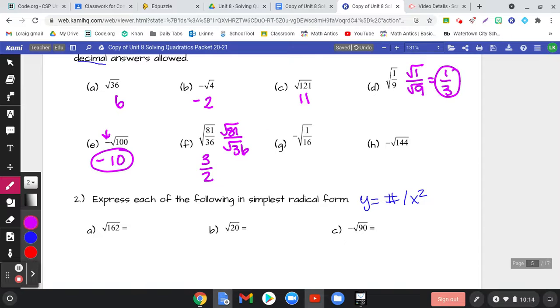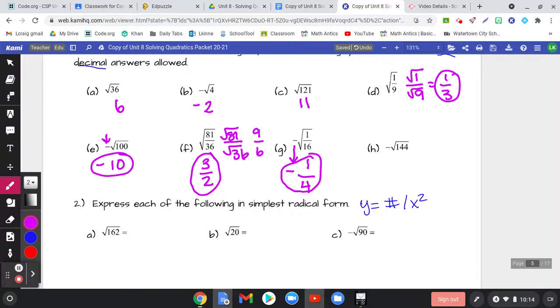Now you might be saying, well, that should be 9 over 6. Well, that can be simplified further. 9 and 6 are both divisible by 3. So the calculator simplifies the fraction for you. All right, square root of 1 is 1. Square root of 16 is 4, not 8. And then bring the negative down. Negative 1/4. And finally, square root of 144 is 12. So negative 12 for that one.